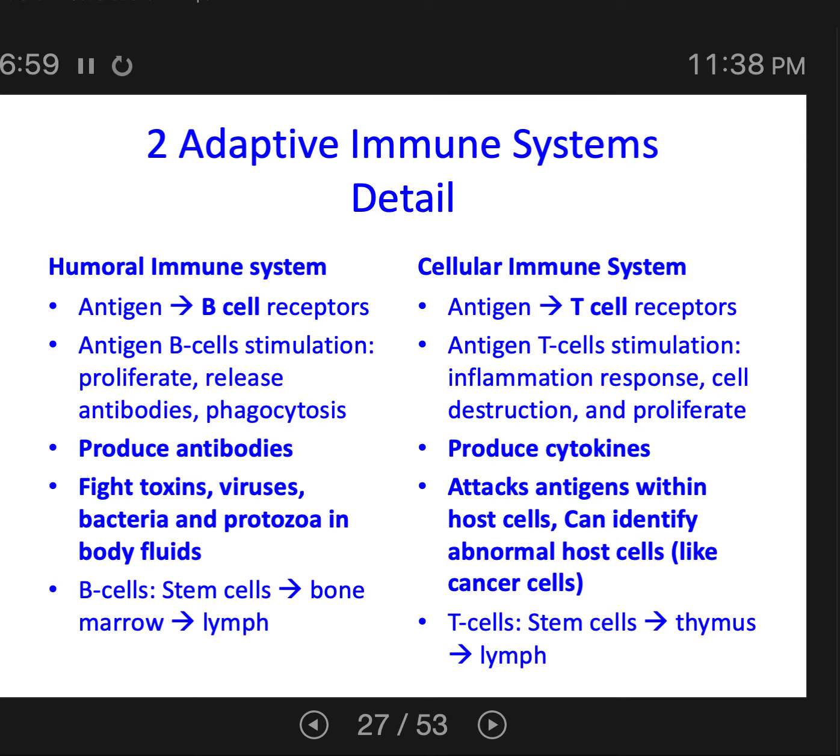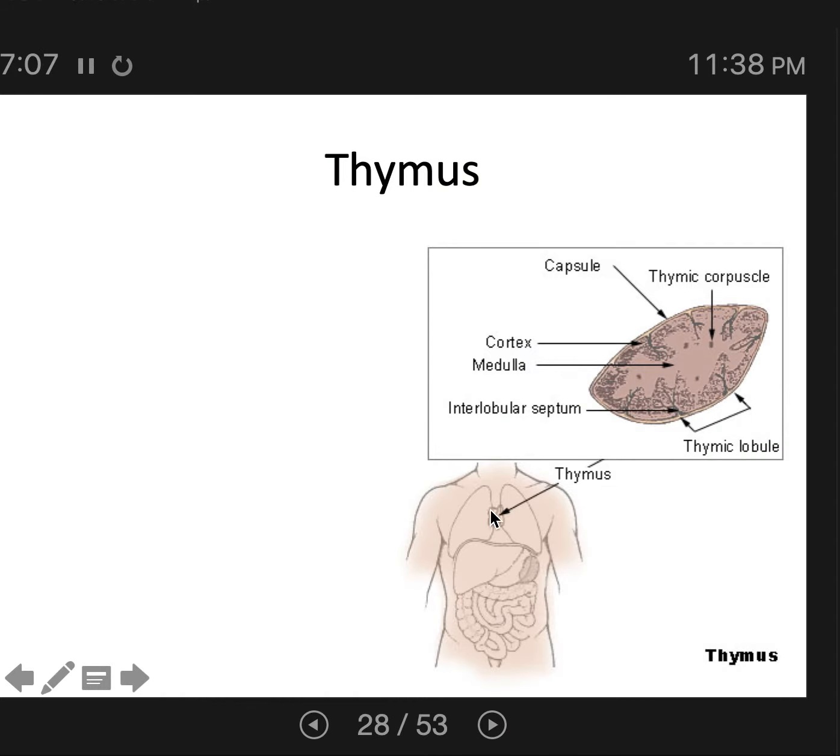T cells start as stem cells in the bone marrow, but then they travel to the thymus and they mature in the thymus before they're released into the lymph. And if you don't know where the thymus is, it's here. So it's sort of positioned between your two lungs.